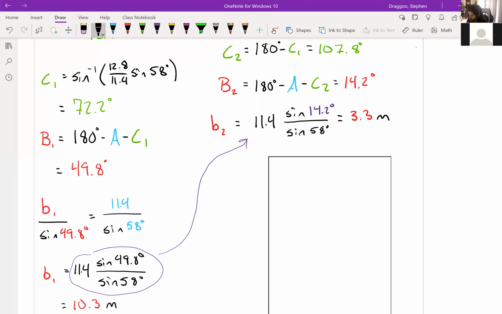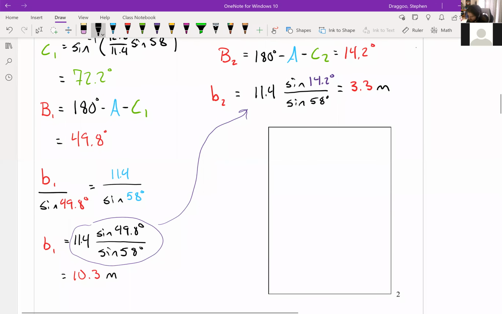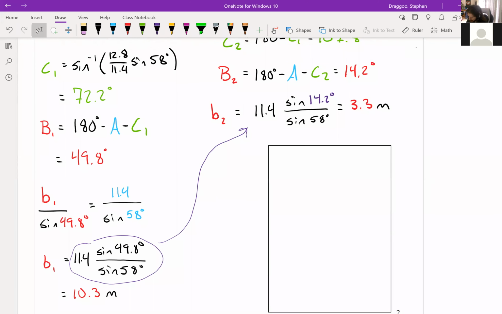Can I draw what this triangle would look like? Yeah, I should be able to do that. Let me just put all these answers in the box real quick. C1 is 72.2 degrees. B1 is 49.8 degrees. And side B1 is 10.3 meters.